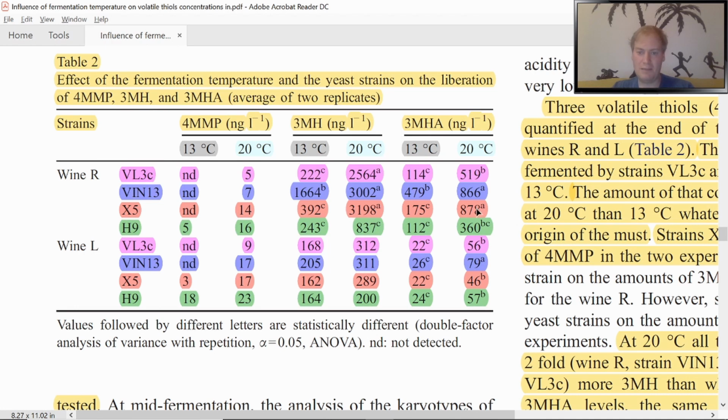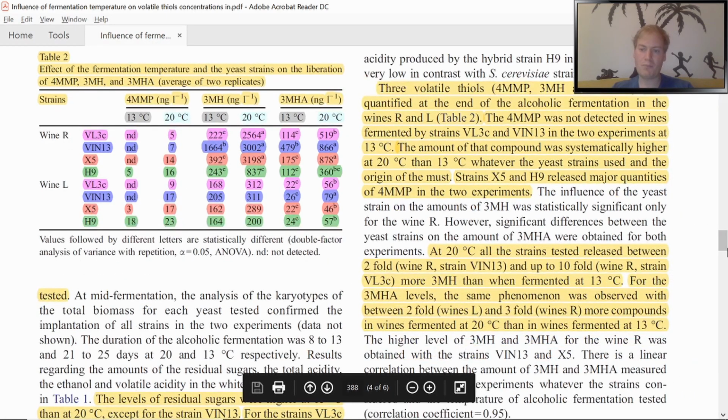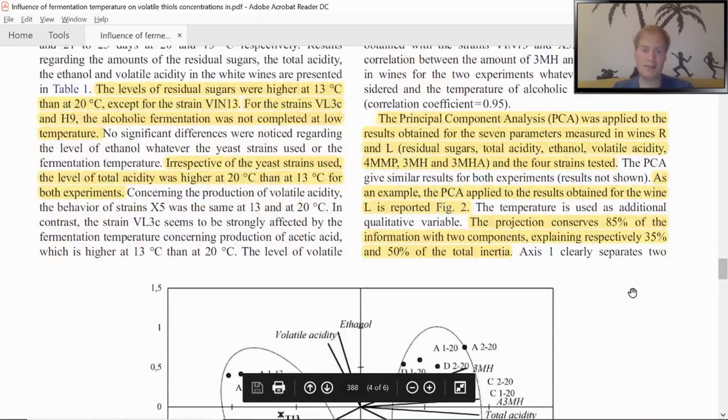3-MHA follows the same trend, but not so extensively. And so you see 5-fold increase, 2-fold increase, 6-fold increase, and so on. So quite a clear trend. Then one more thing I want to show you is this here.